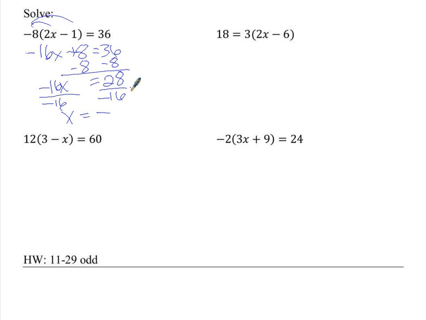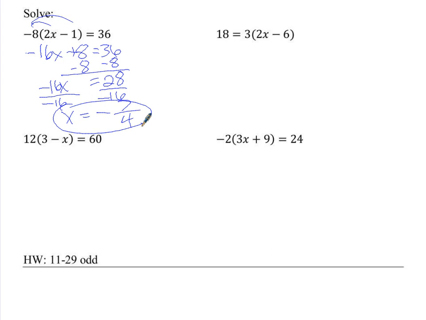What is the greatest common factor of 28 and 16? 4. So 28 divided by 4 is 7, and 16 divided by 4 is 4, so negative 7/4 is your answer. On our calculators, you could type in 28 divided by negative 16 and it will give you the answer of negative 7/4. It'll even show exactly what you see here.